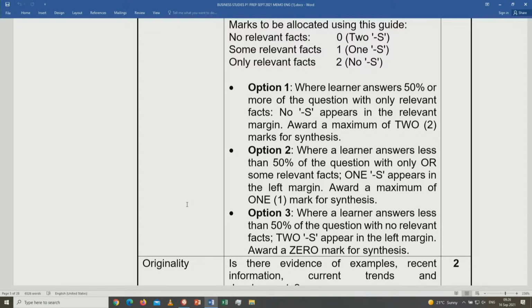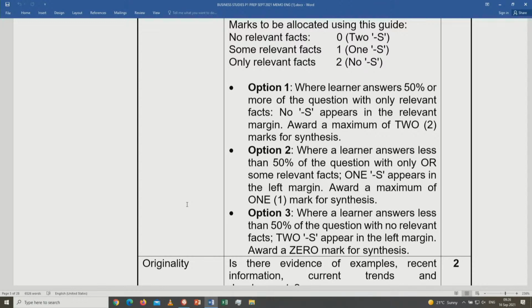Option 2, where a learner answers less than 50%. For example, you've got 4 bullets, but the learner talked about only 1. It's less than 50%. That learner will get 1 for synthesis, because the learner did not address the 50% and more of what has been asked. Or only some relevant facts. Now, sometimes a learner brings irrelevant facts into the essay. If there are irrelevant facts, there will be 1 minus S.